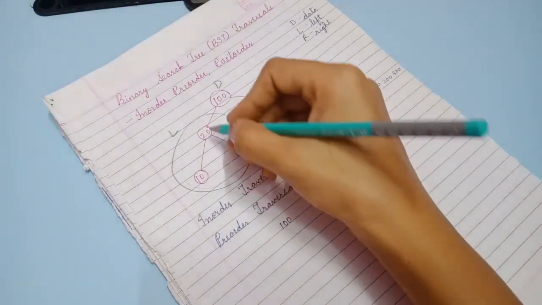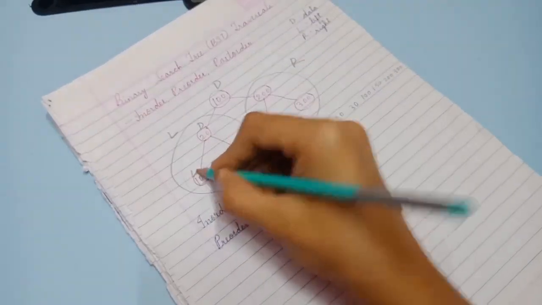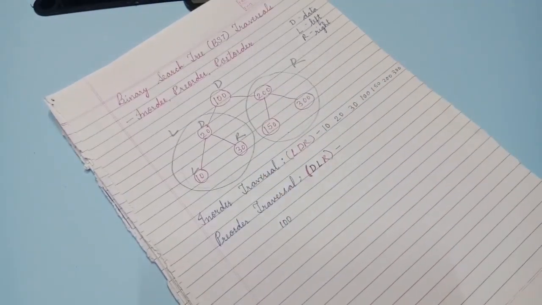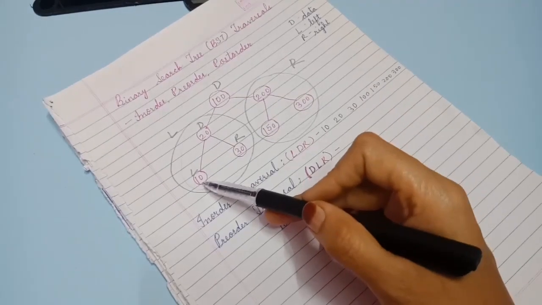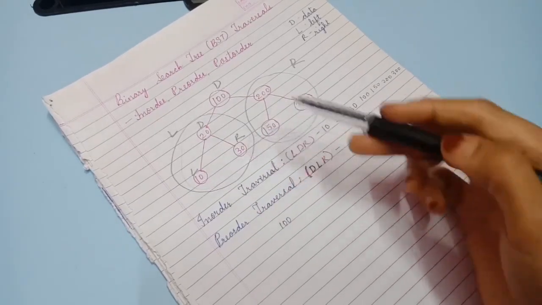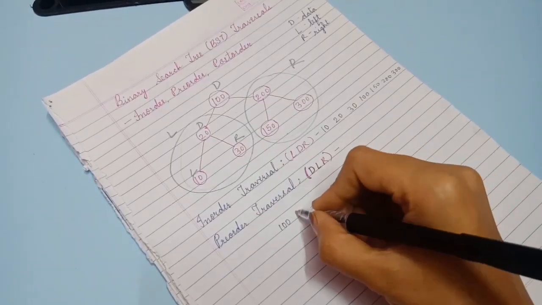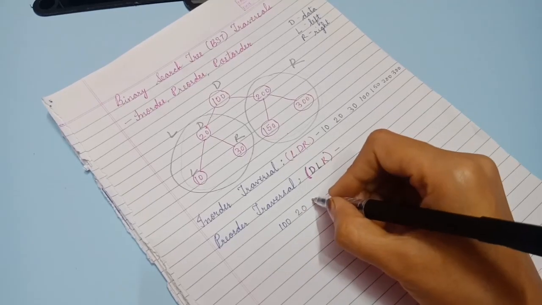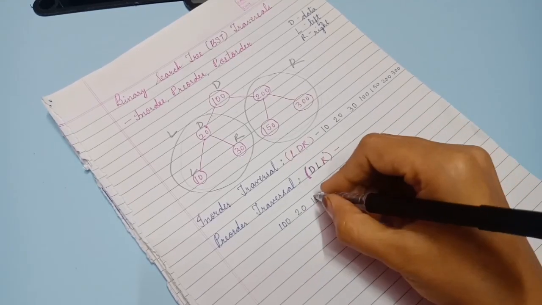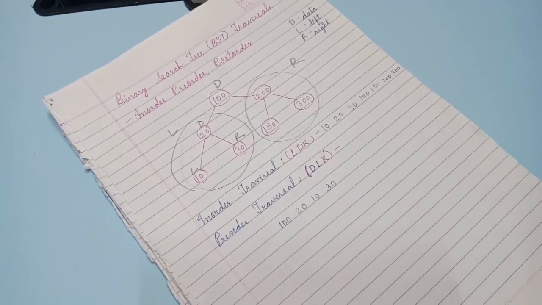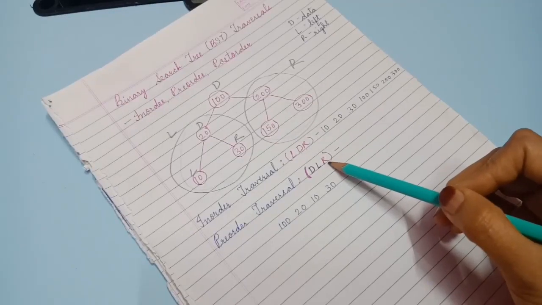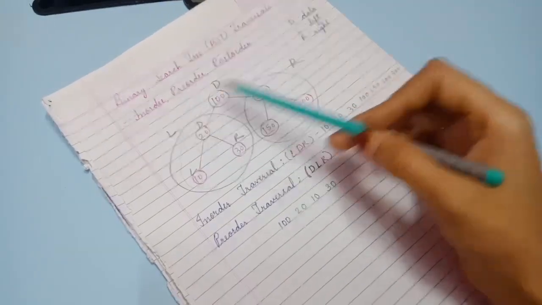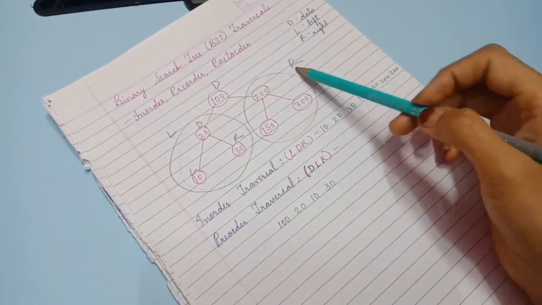Here again we'll follow DLR. That is DLR. So we'll first traverse D, that is 20, L 10, R 30. So it will be 20, 10 and 30. So we have traversed L. Now it says go R, that is right. So D, L, now we'll go R.